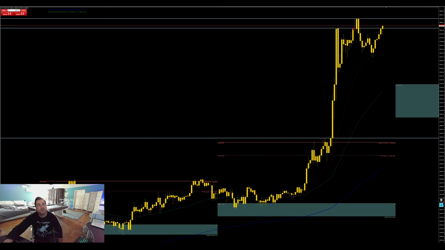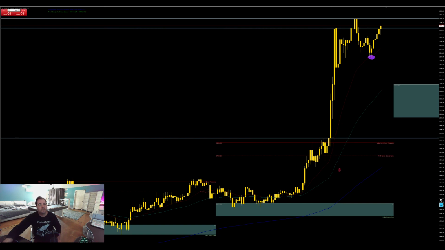That's resistance right here. It's a beautiful bounce right off that 21. This is the catalyst right here. You can see a similar thing happen. I don't know why I keep losing that. You can see it right here.